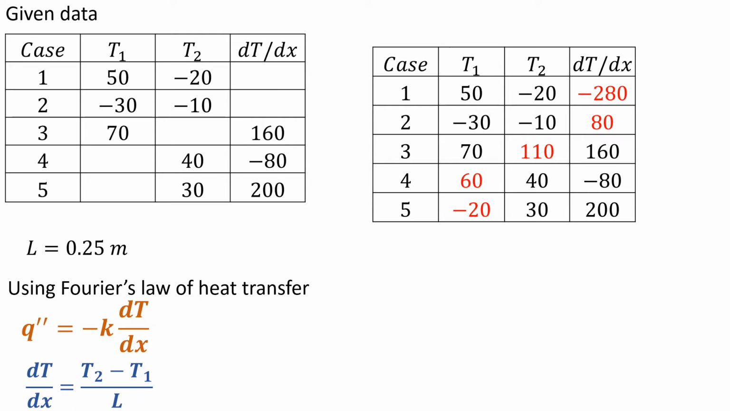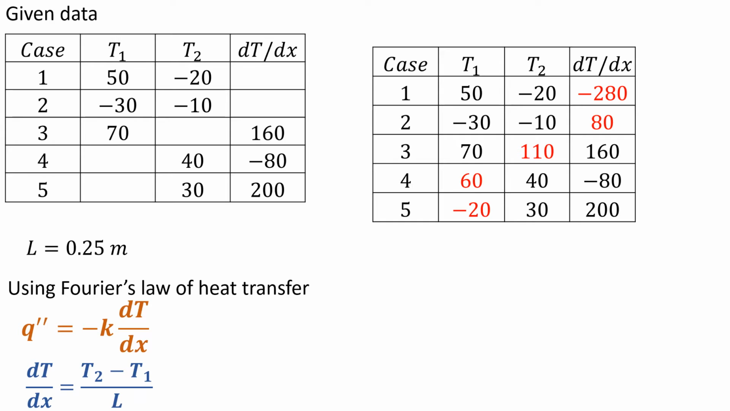In the first case, dt by dx is unknown, so when I solve for case 1, I put the value of T2 equal to minus 20 and T1 equal to 50 and L equal to 0.25. When I solve this for case 1, dt by dx comes out to be minus 280 degrees centigrade per meter. Similarly, when I solve for case 2 where T1 is minus 30 degrees centigrade and T2 is equal to minus 10 degrees centigrade, dt by dx comes out to be 80 degrees centigrade per meter.